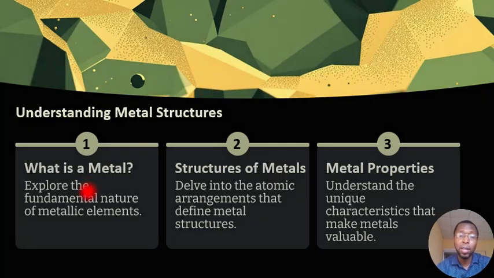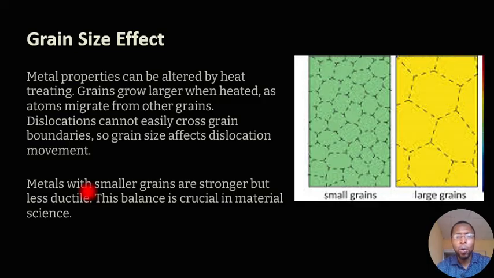Of course, when we say metal, metals are materials that conduct heat and conduct electricity. Okay? We shall also be looking at the structure, the atomic arrangement of the metal structure, as well as the properties. There is a word I would like to bring in today, and that's grain. When we talk about grain, we are talking about portions in metals.